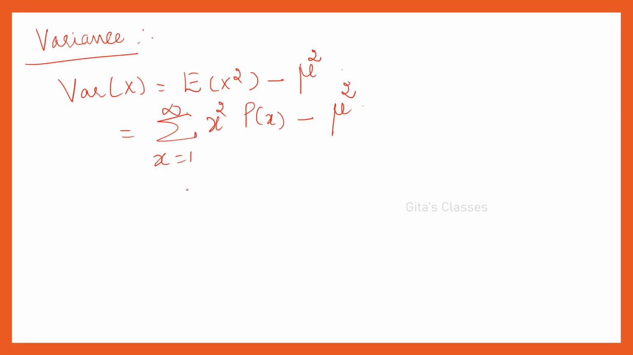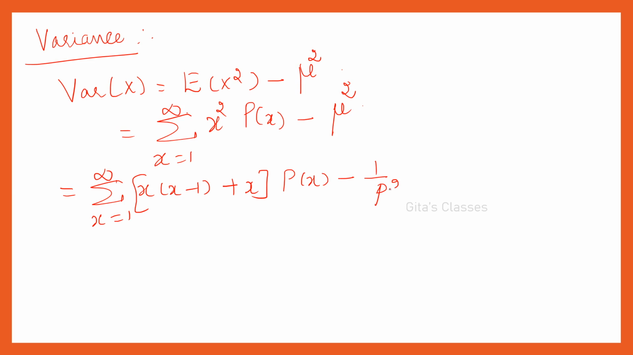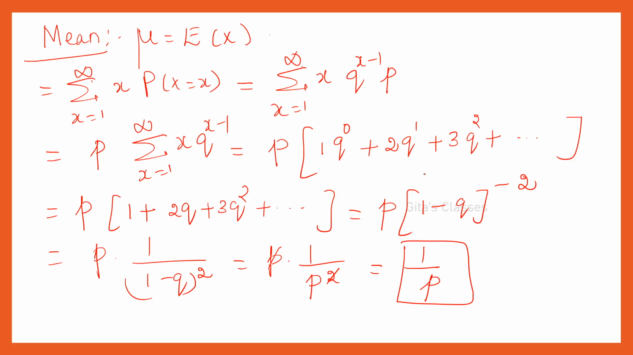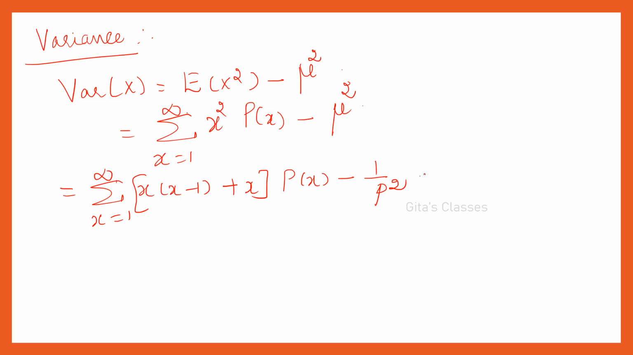So this is equal to sigma x varies from 1 to infinity. I am going to make a small adjustment as we have done in the binomial distribution. x squared, I am going to write it as x into (x minus 1) plus x, into p of x, minus 1 by p squared. 1 by p is our mu, we have found out to be 1 by p, therefore mu squared is 1 by p squared.